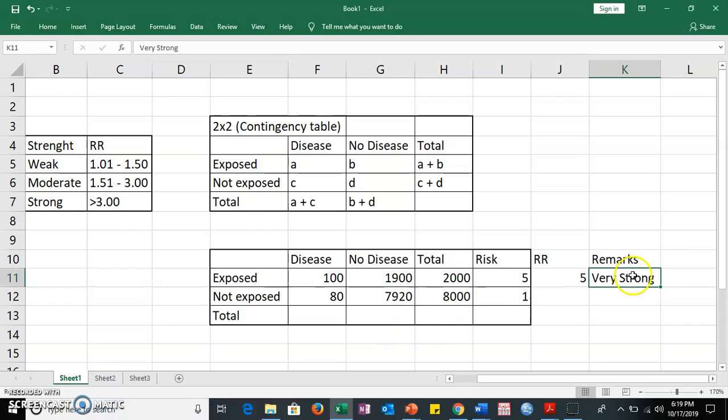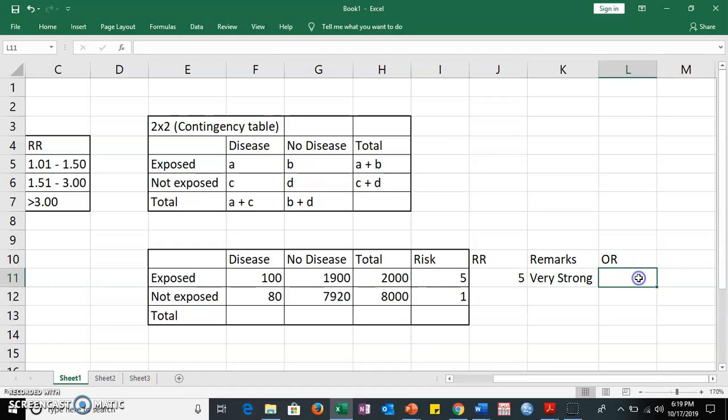So, another example. I-calculate ang odds ratio, OR. So, 100 times 7,920, divided by 1,900 times 80. We get 5.2.